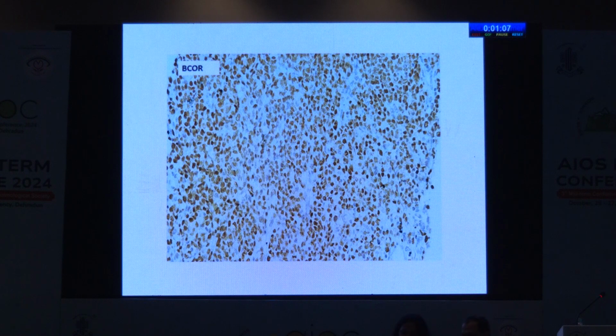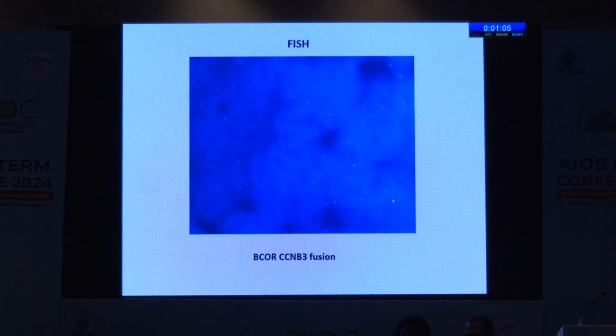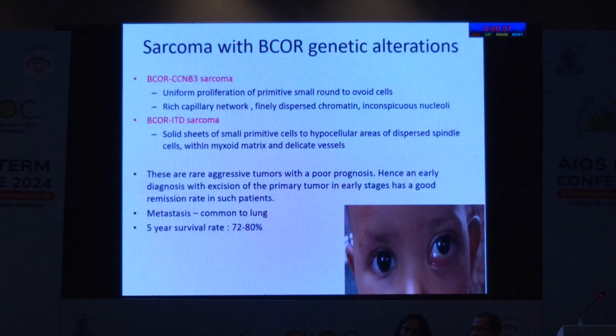So we resorted to genetic analysis. FISH, fluorescent in situ hybridization, was done, which showed the BCOR-CCNB3 fusion. So this confirmed our diagnosis of sarcoma with BCOR genetic alterations. There are many alterations which can be seen, BCOR-CCNB3 sarcoma or BCOR-ITD sarcoma, which is more common, but in our case it was BCOR-CCNB3 sarcoma, which shows a round cell tumor.